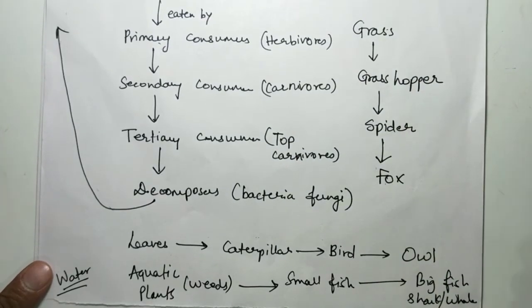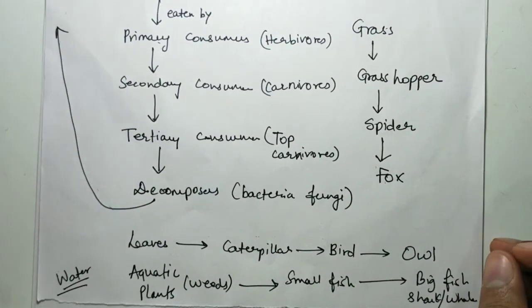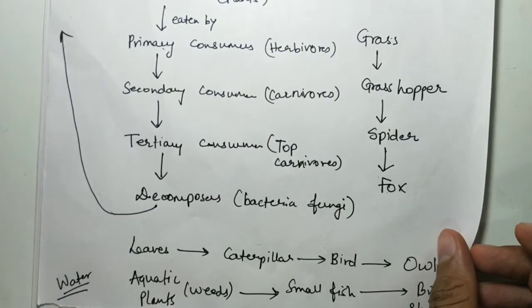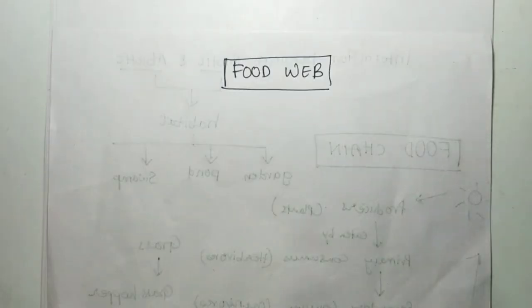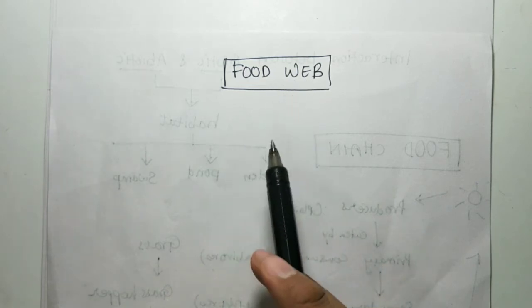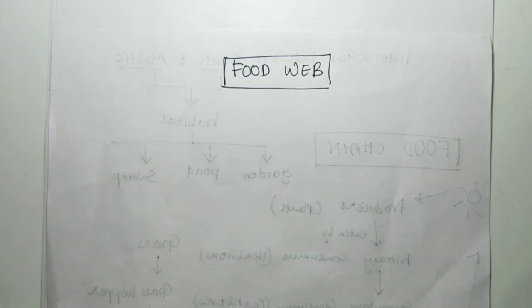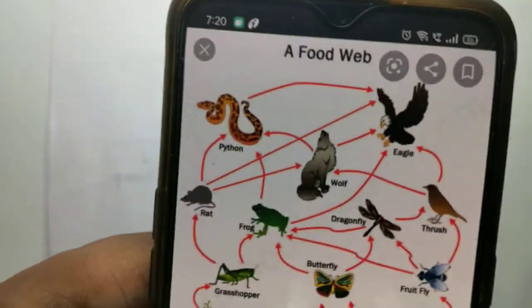So that becomes a food web. When the complexity increases, we say it is a food web. Now what is a food web? A food web is one in which one organism is eaten by several other organisms, and it is a complex chain. Let's see this diagram. Let's see this picture.